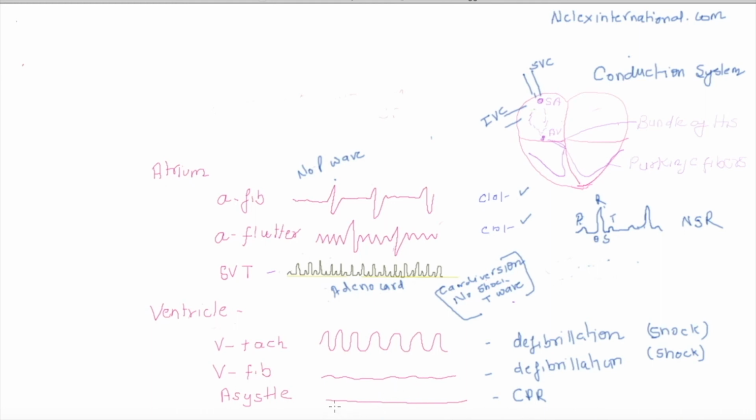Then we have a third ventricular rhythm, asystole. In asystole, the heart is not beating at all, and you get a straight line, which is not good. We do not shock this rhythm because there is no current in the heart. We start with CPR, right? So that's the treatment for this. All these ventricular rhythms, VTAC, VFib, and asystole, are lethal rhythms. We need to call a code blue for this, and we need to take action immediately.